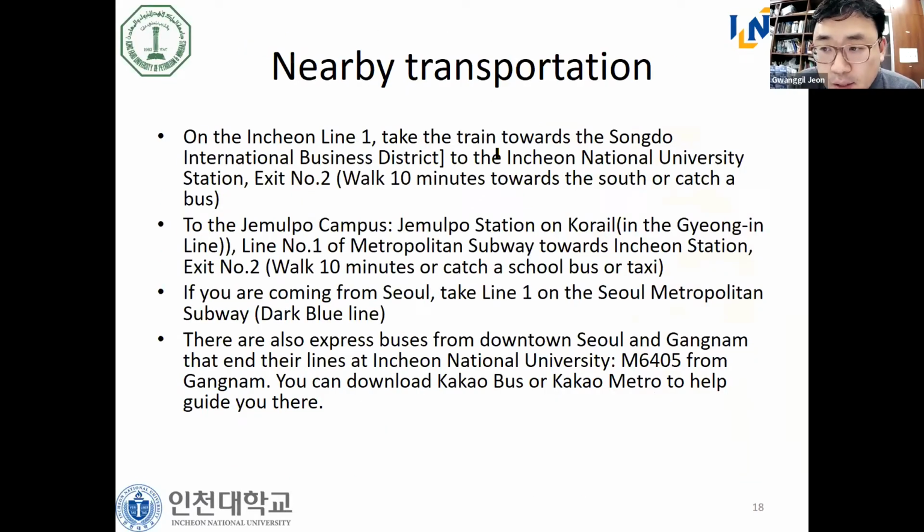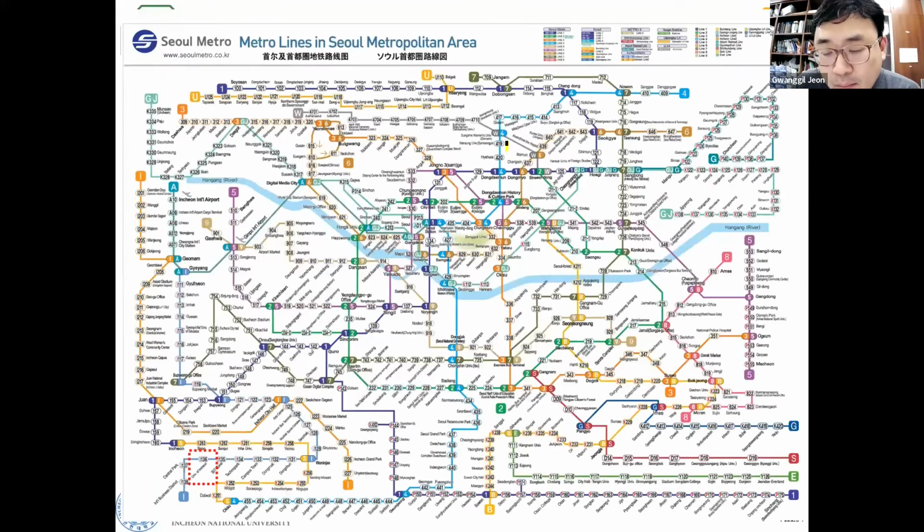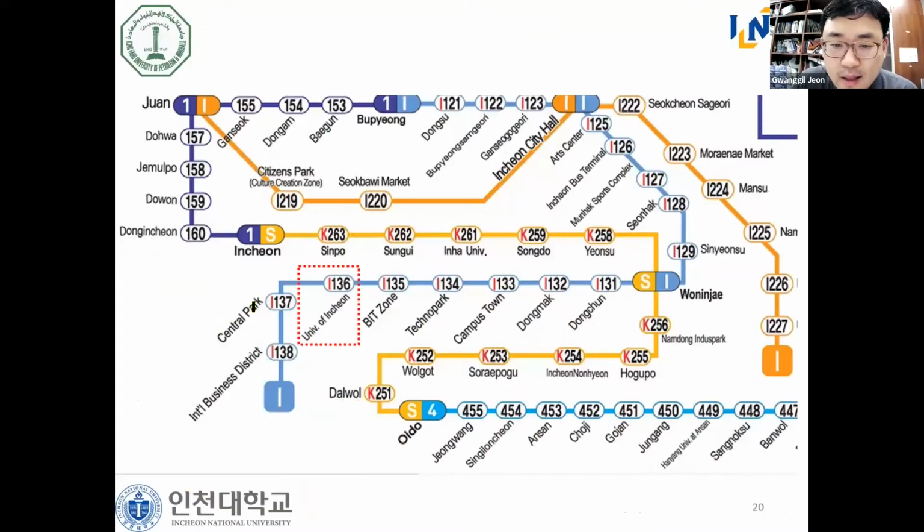Now, about transportation. The capital city of South Korea is Seoul. From Incheon to Seoul, it is 1 hour driving or 2 hours by subway. Here is the map of the subway, and this is the center of Seoul, and our area is here. This is a 2-hour train ride, and you can reach the University of Incheon by subway.